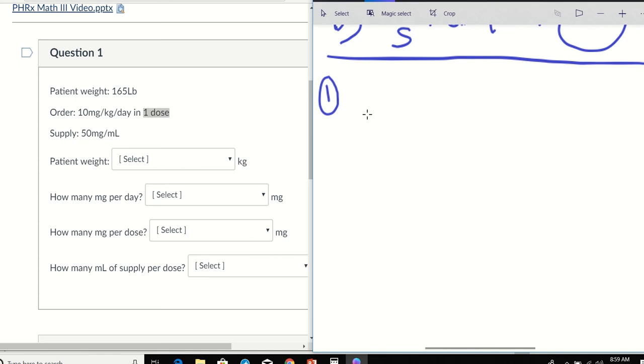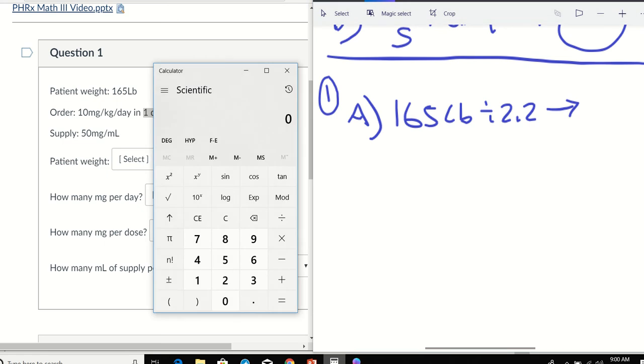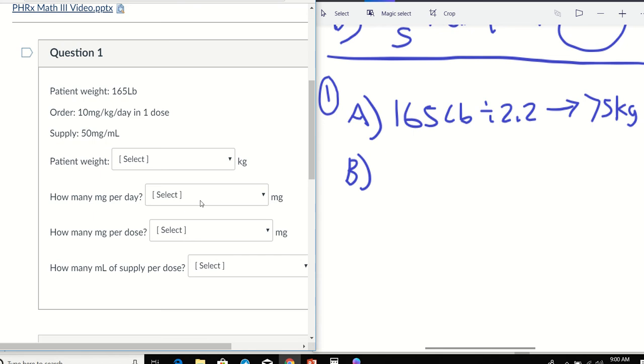All right, step A. What is step A? Divide by 2.2. You take their pounds, 165, you divide by 2.2, and that's going to give you their kilos. So take out your calculator. There's calculators at the end of the desk. 165 divided by 2.2 gives you 75 kilos. So we finished the first step. We found the patient's weight in kilos. What is the second step?